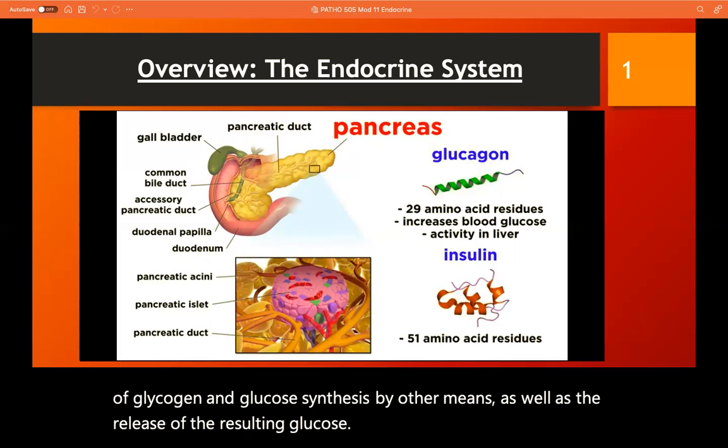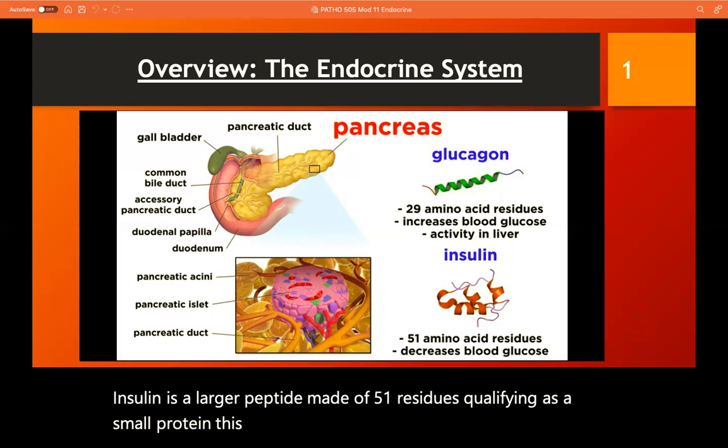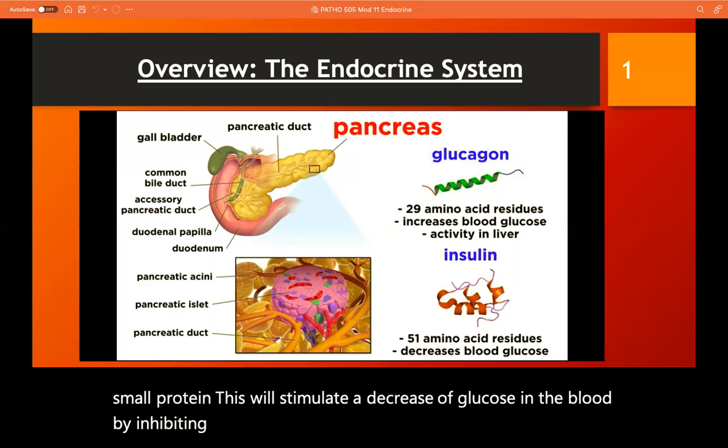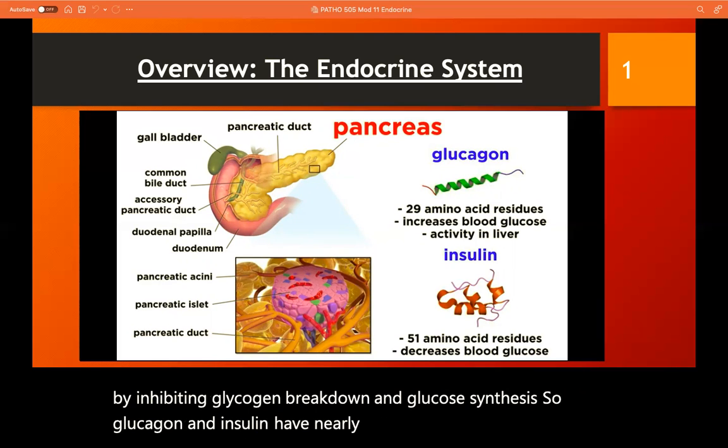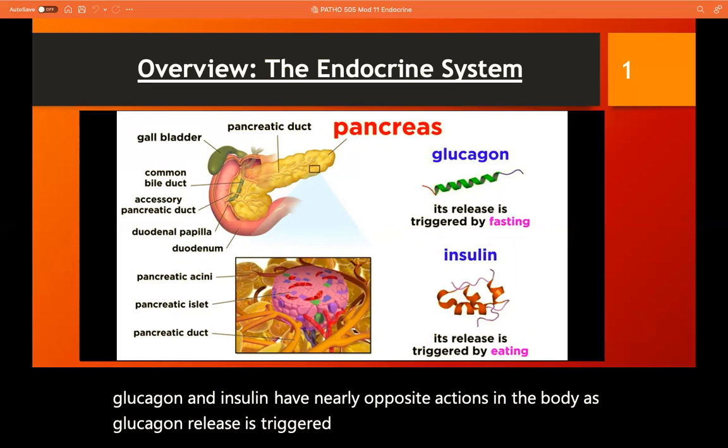Insulin is a larger peptide made of 51 residues, qualifying as a small protein. This will stimulate a decrease of glucose in the blood by inhibiting glycogen breakdown and glucose synthesis. So glucagon and insulin have nearly opposite actions in the body, as glucagon release is triggered by fasting and insulin release is triggered by eating.